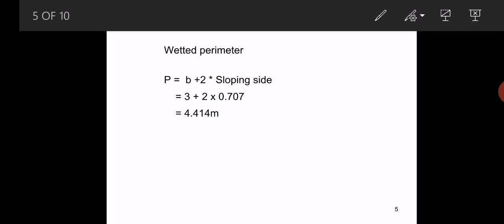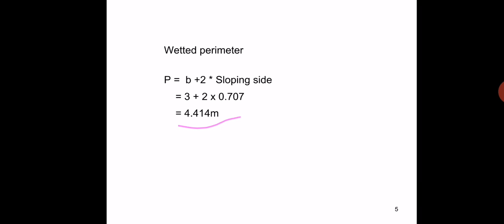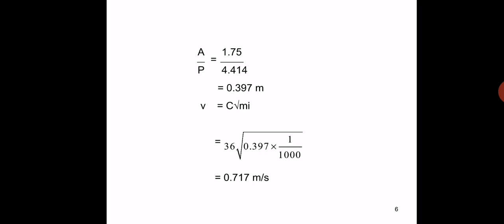Next we go for the wetted perimeter. We have already calculated A. The perimeter P is equal to B plus 2D into under root 1 plus n square. Substituting the above values, we get P equal to 4.414 meters. Now we calculate the m value. m is the ratio of A by P, so m is equal to 0.397 meters. After that we calculate the V value. V is equal to C into root m i.